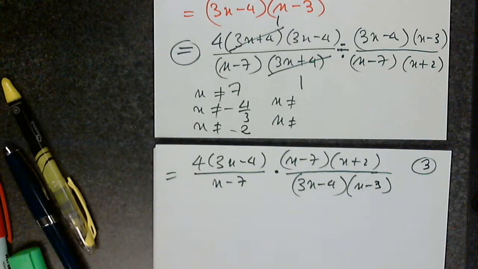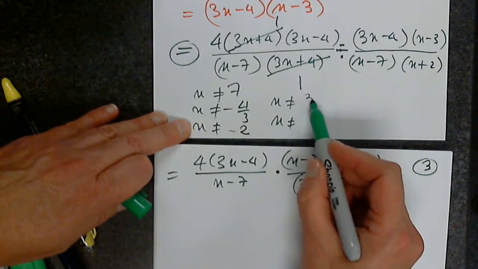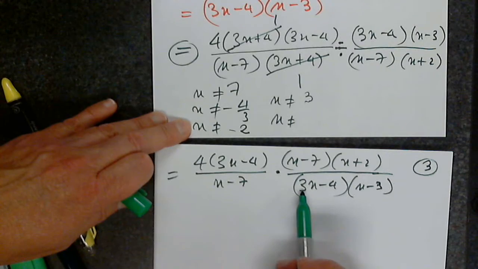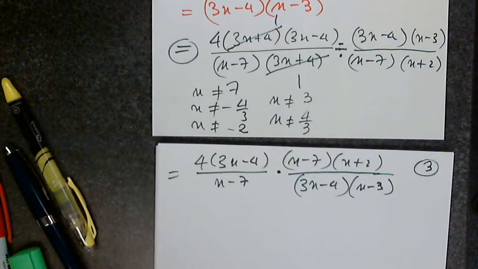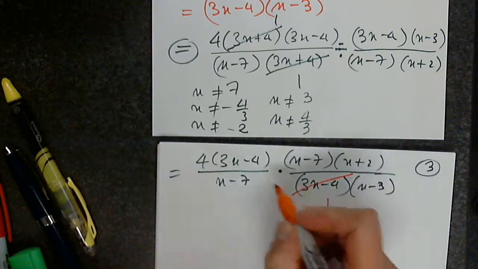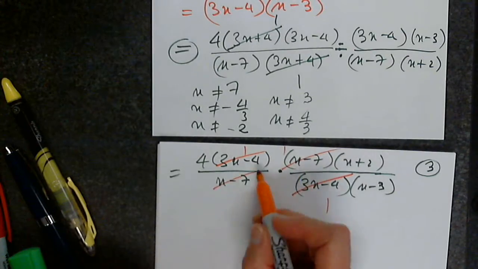And then I'm ready to simplify. So what are those restrictions that I need to simplify? That I have to state first. n can be 3. Very good. Or 4 over 3. Okay, now what can I get rid of? It has to be factors from the top with factors from the bottom. 3n minus 4 goes away. Please write 1, n minus 7, and n minus 7 will go away.